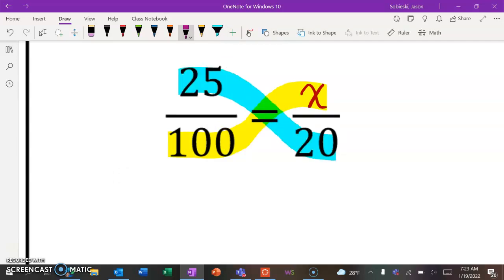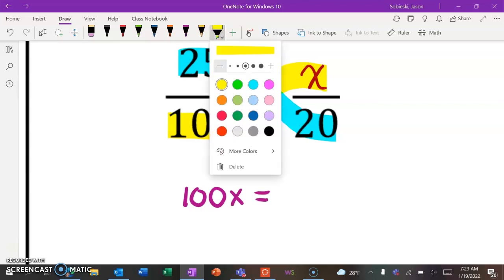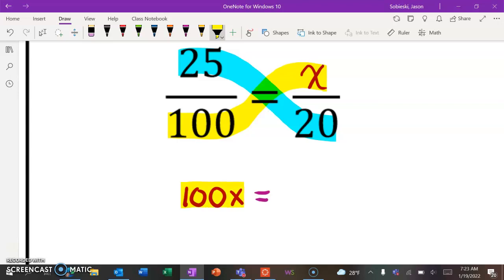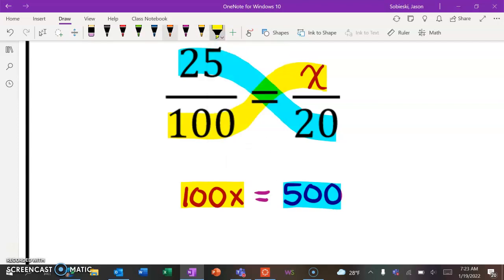So if we do that, again, we're going to take yellow. If we multiply 100 times x, we're just going to write 100x. So that is the yellow. And we're saying that that is equal to what is in blue. 25 times 20 gives us 500. And again, that came from the stuff in blue. Okay, now we're ready to go ahead and solve this.